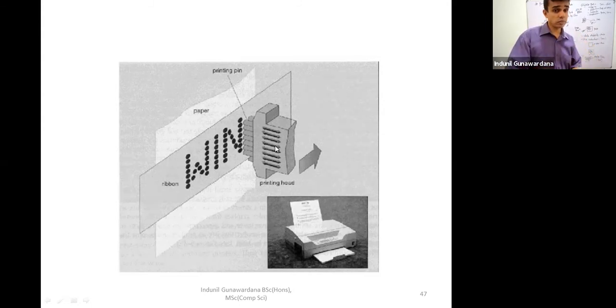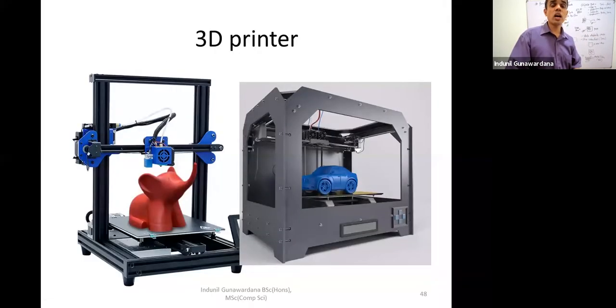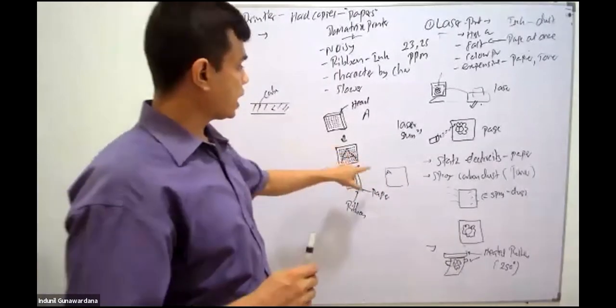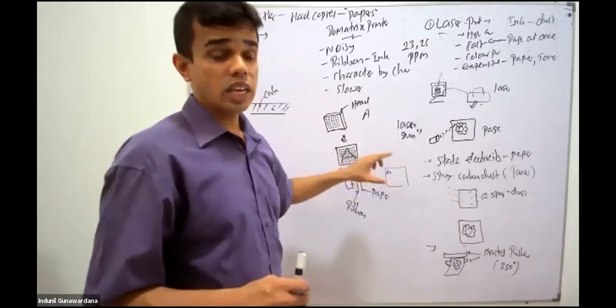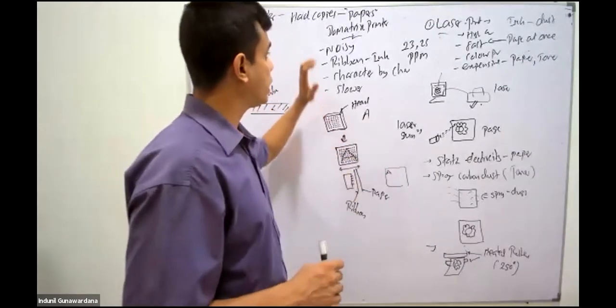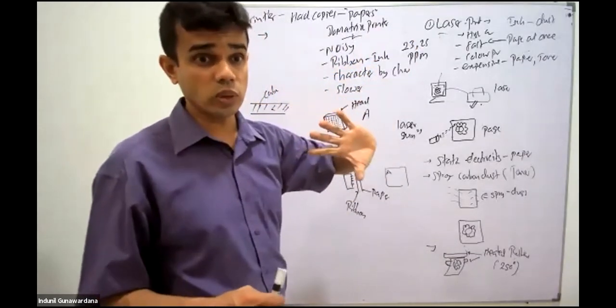You are clear, right? So now this is slower. It has to continue printing one after the other. First character is printed, then the other character, and the next. It takes a long time to complete the printing, unlike the laser. Hope that you are clear.